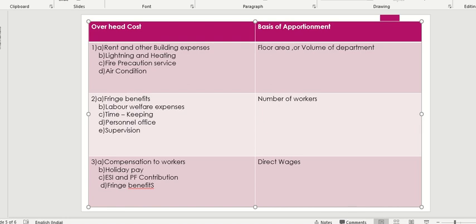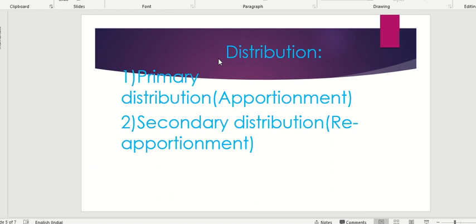So now, starting with distribution. Overhead costing is always distributed to different departments, or apportioned. Distribution is basically of two categories. One is primary distribution, which is a normal apportionment of the overhead on different bases, and the secondary distribution is nothing but reapportionment of the overhead expenses.